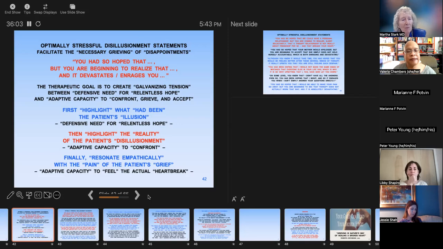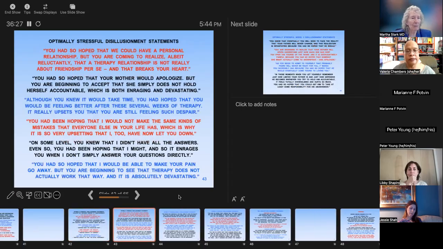Okay, so first highlight what had been the patient's illusion, then highlight the reality of the patient's disillusionment. In other words, their adaptive capacity to confront. I'm going to give you an example in a moment. And finally, resonate empathically with the pain of the patient's grief. Her adaptive capacity to feel the actual heartbreak and anger. It's not just the sad part, it's the angry part too. Next, please.